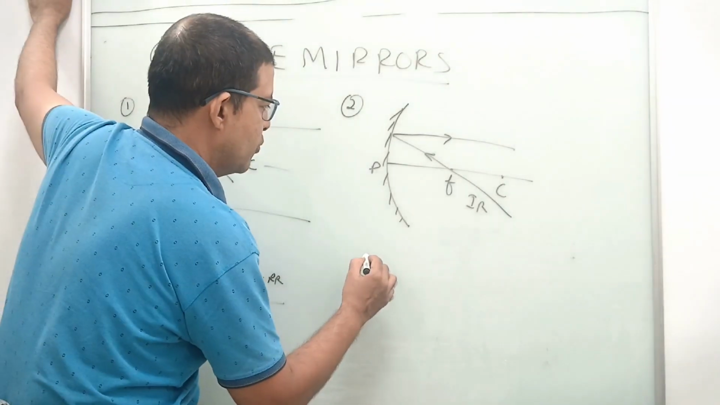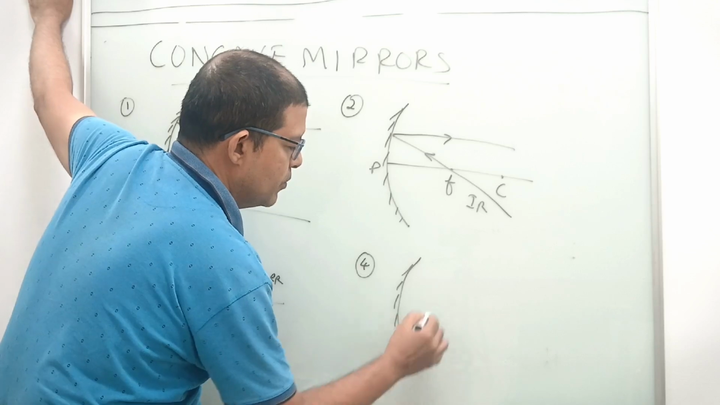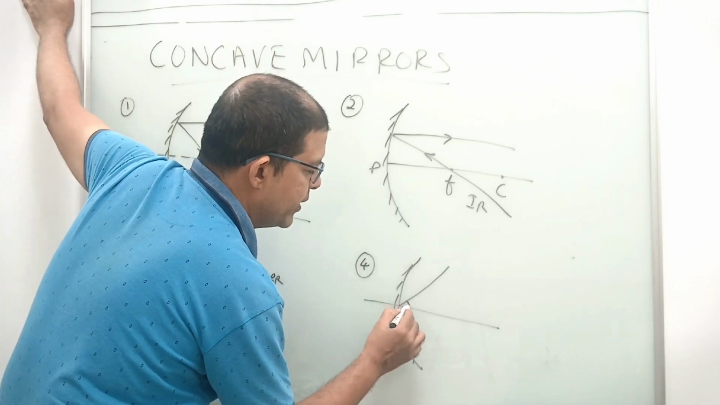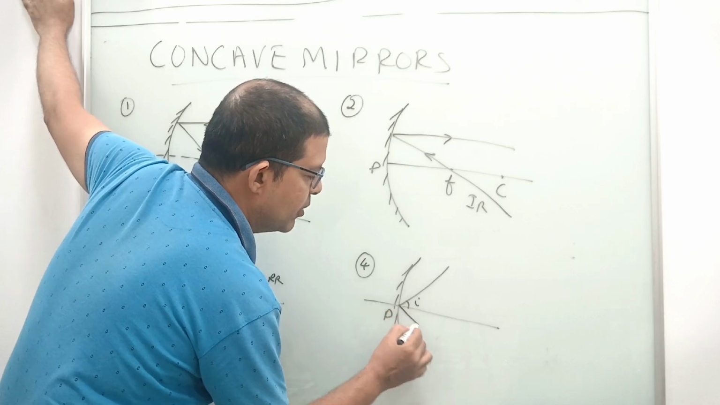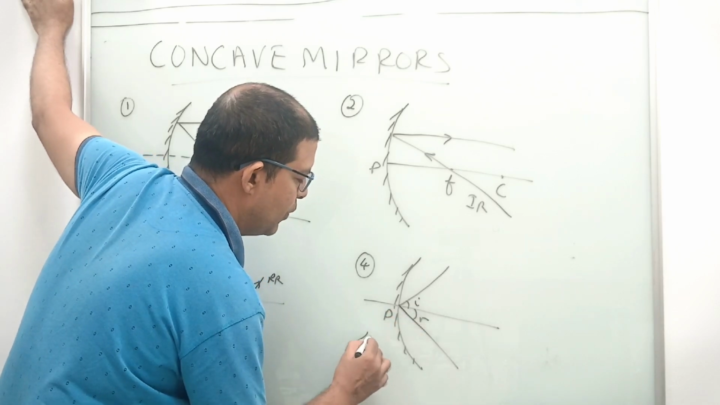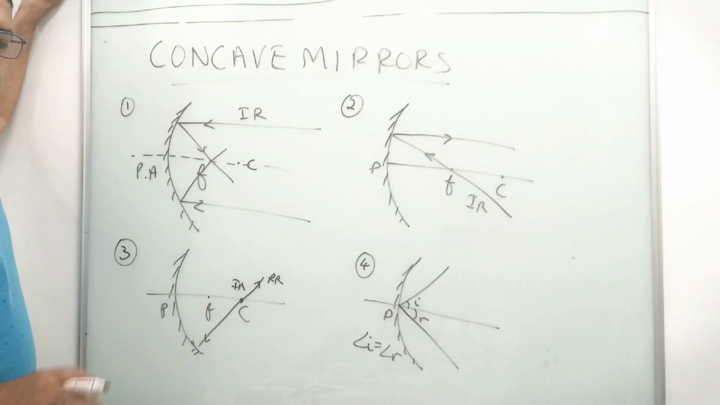And the last rule, which is the fourth rule, states that if the ray of light hits the pole, this is the pole, if the ray of light hits the pole at an angle i, then it will reflect back at the same angle of reflection. Angle of incidence is equal to angle of reflection if it hits the pole. These are the 4 rules.